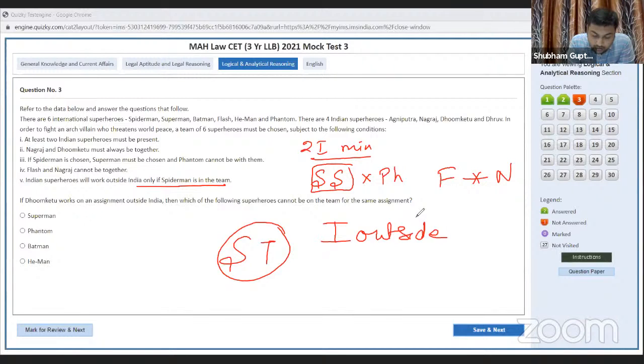If Dhoomketu works on an assignment outside India, that means Spider-Man should be in the team. Then which of the following superheroes cannot be on the team for the same assignment? If you read the question carefully, Spider-Man is in the team, so Phantom cannot be assigned. So just mark Phantom.